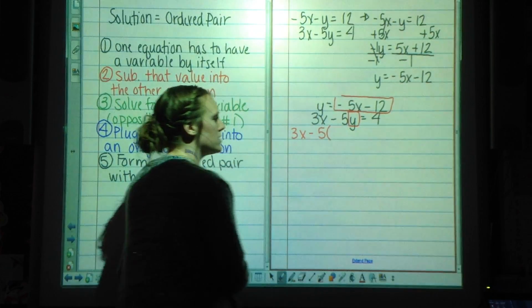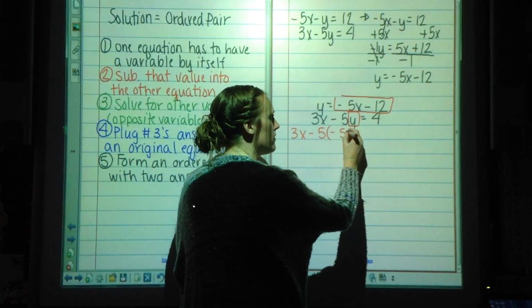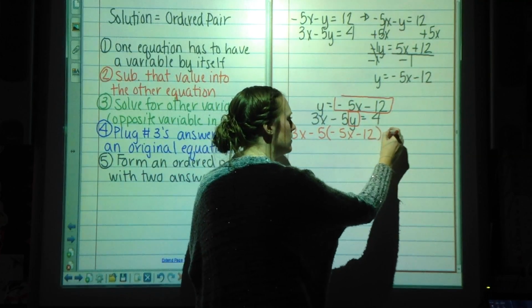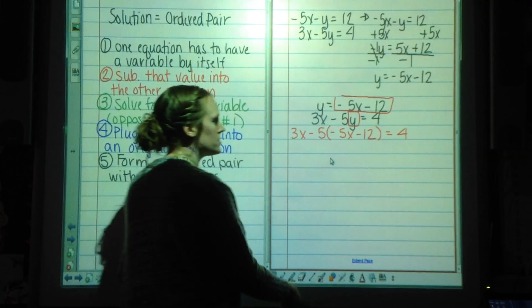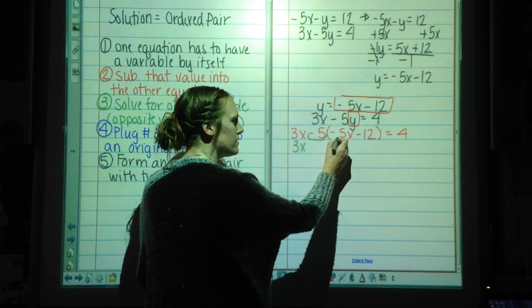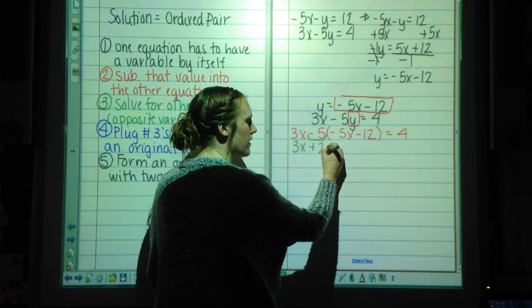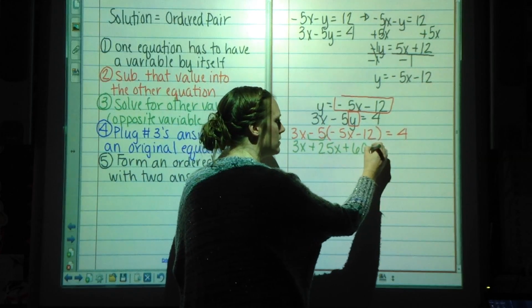They're multiplying, so this is the distributive property. The y value is negative 5x minus 12. This is the distributive property. I'm solving for x. Make sure you take this negative 5. Negative 5 times negative 5x is a 25x. Negative 5 times a negative 12 is 60.